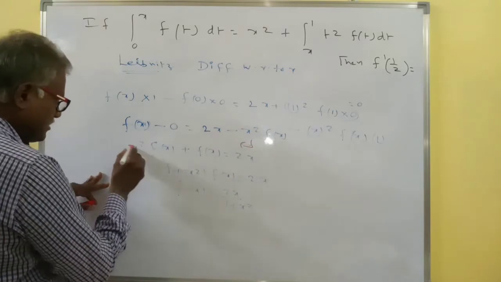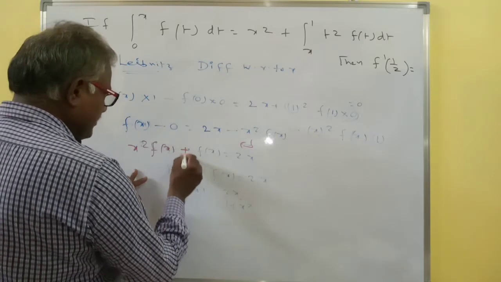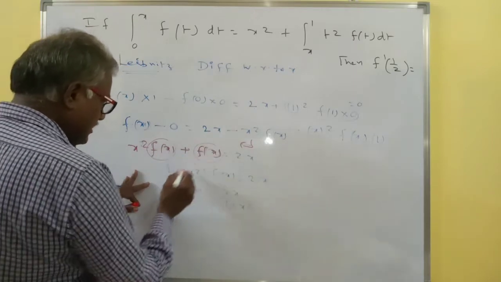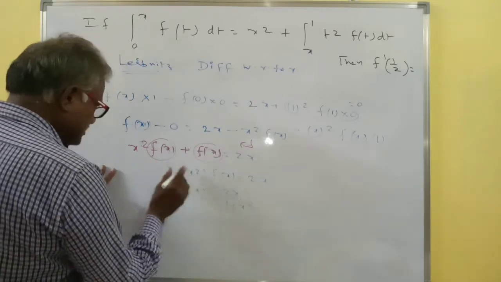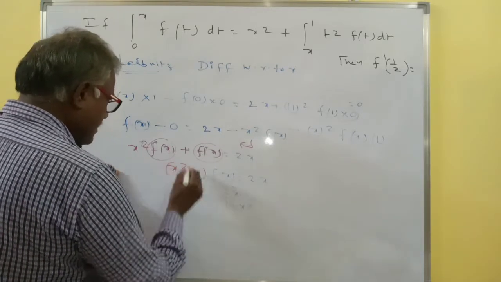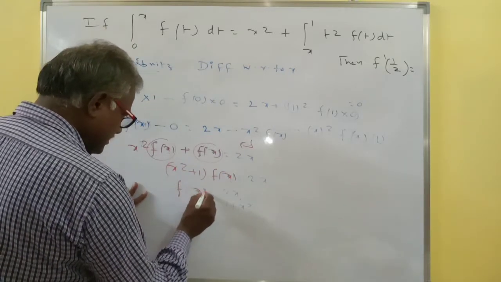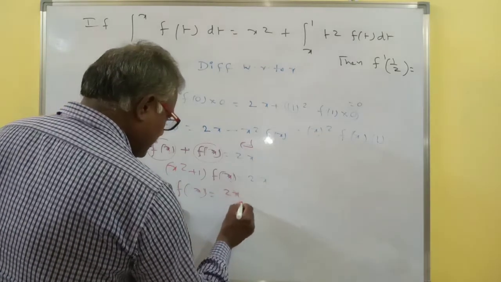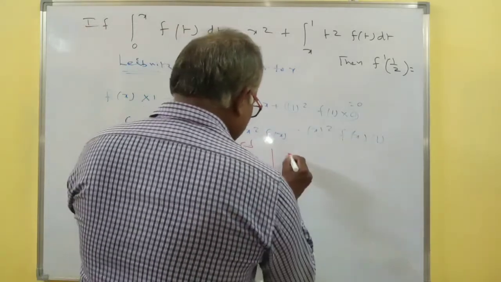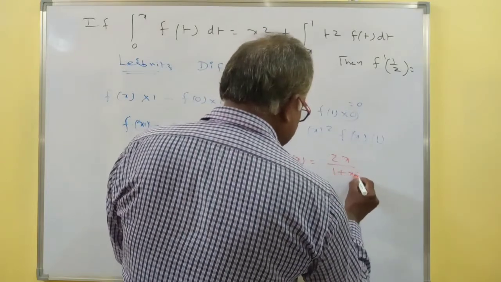Okay, here I just have to transpose this to the RHS. So this minus becomes plus x square f of x. Okay, already plus f of x is there. So take f of x common. What will we get here? X square plus 1 into f of x. So finally here f of x is nothing but 2x by 1 plus x square. That means here, what we have obtained finally: f of x is equal to 2x by 1 plus x square.